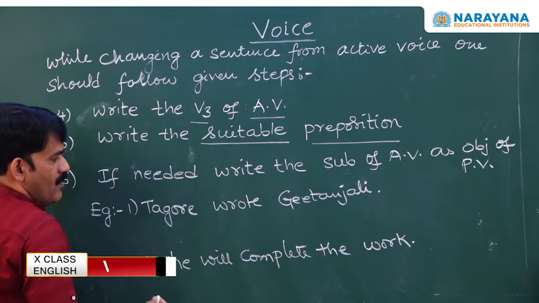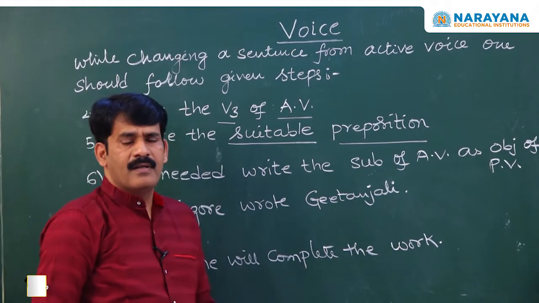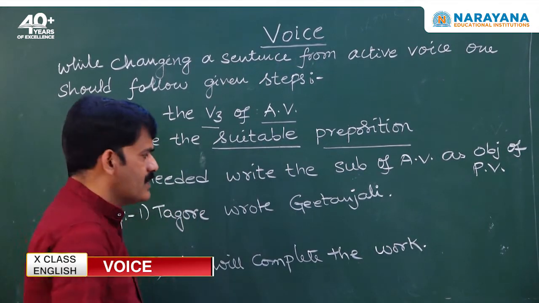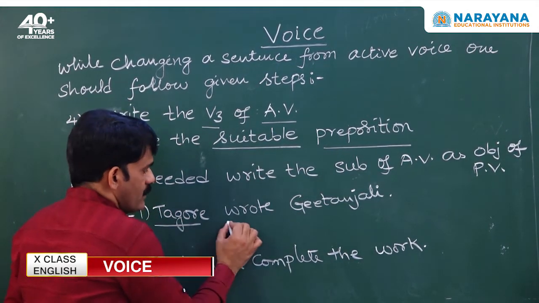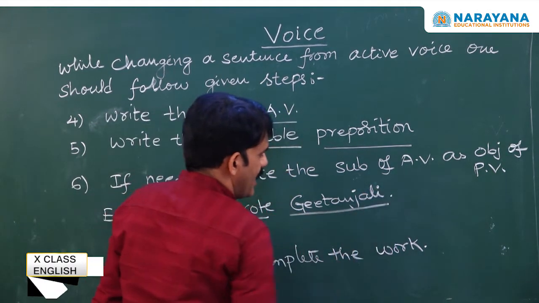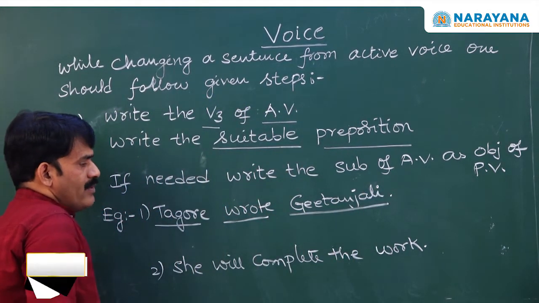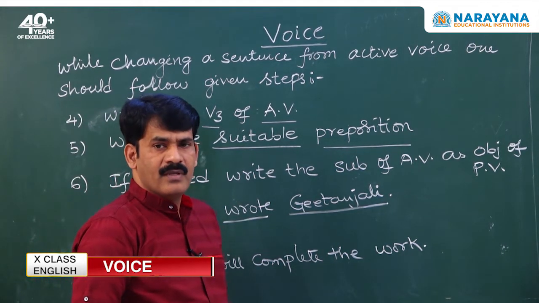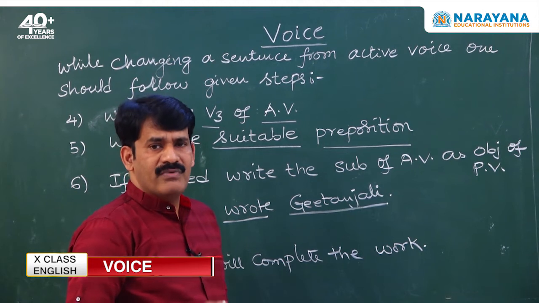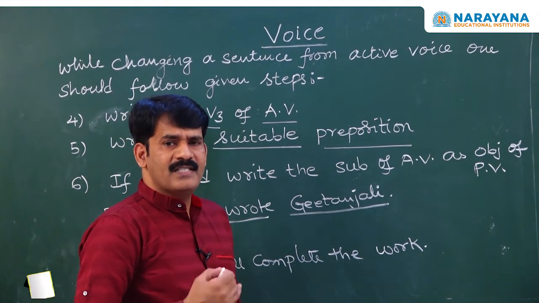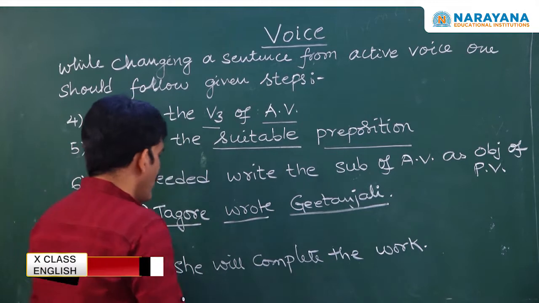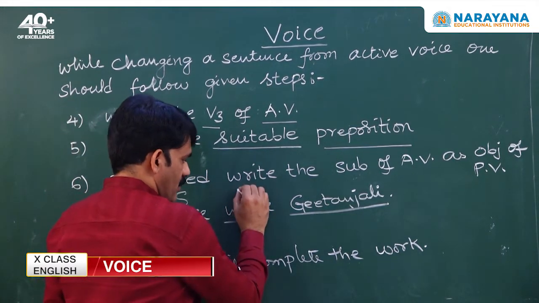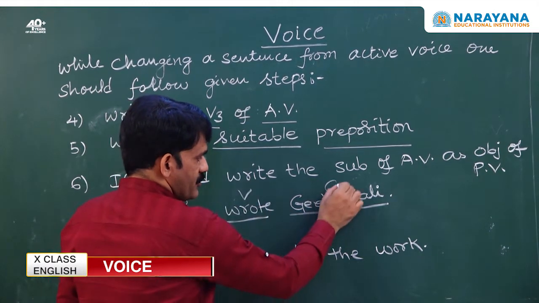What is the first step that I asked you to do? The first step is identifying the subject, verb and object of the given active voice. Even though they give you a very lengthy sentence, my dear students, first and foremost you need to identify the subject, verb and object. What is the subject here? The doer of the action is Tagore. What did he do? He wrote. What did he write? Gitanjali.